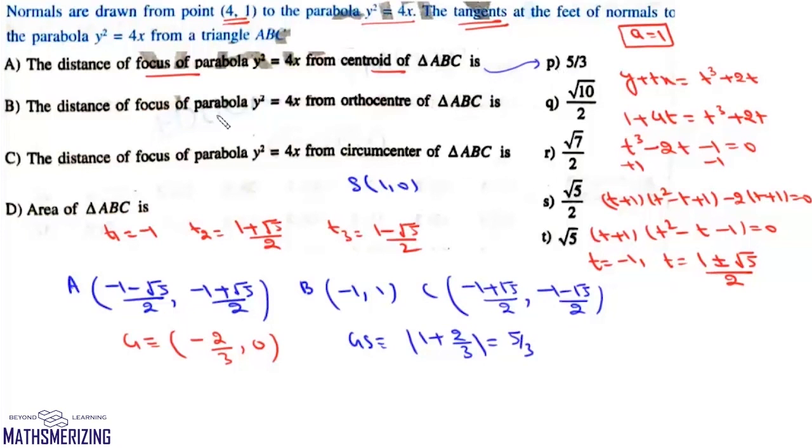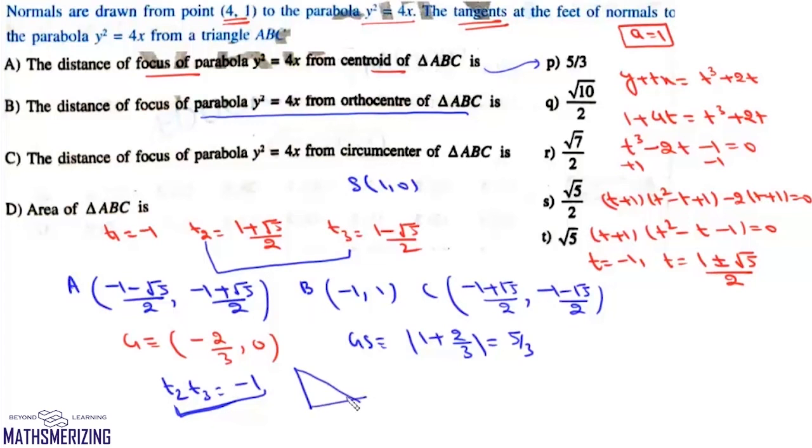Now the second question is distance of focus of this parabola from orthocenter of triangle ABC. Now we look at this T2 and T3. Then if we will multiply T2 into T3, we know that this value will be minus 1. When T2 into T3 is minus 1, so it simply means that these two tangents, they are perpendicular. So this triangle ABC will be a right angle triangle, and point of intersection of T2 and T3 is B, which is minus 1 comma 1. So that means orthocenter of this triangle is at minus 1 comma 1.